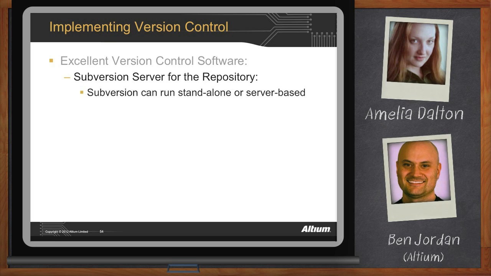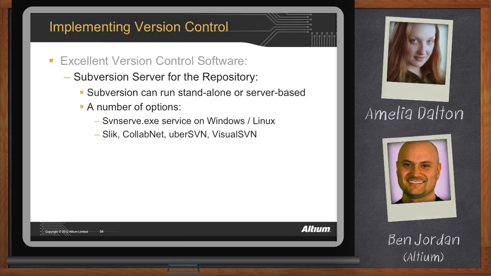You can run it as a service directly on a Windows or Linux server and have a connection over the network to that. You can also download different Subversion bundles from different open source communities like SlickSVN, CollabNet, UberSVN and Visual SVN are just some different examples where SVN comes bundled with a nice graphical user interface for configuring it and for configuring repositories and configuring repository users and groups. So it's really easy to get going with this.